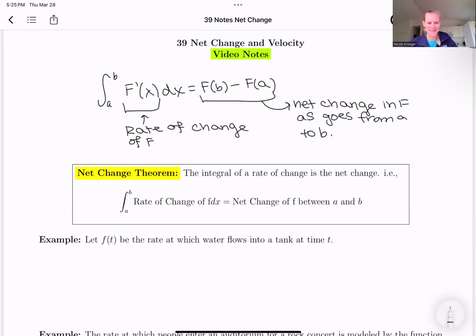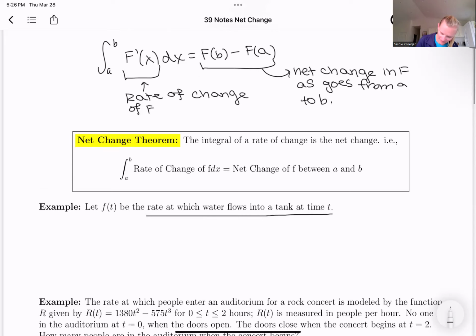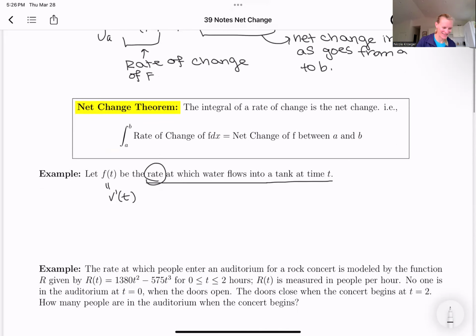And this might not make a ton of sense right now, but let's skip to the first example and then we'll go back to the net change theorem. So if we are integrating the rate at which water flows from a tank, let's let f of t be v prime of t because it's a rate at which water flows. So it's going to be the volume changing. This example doesn't actually ask a question, so let me ask the question here.